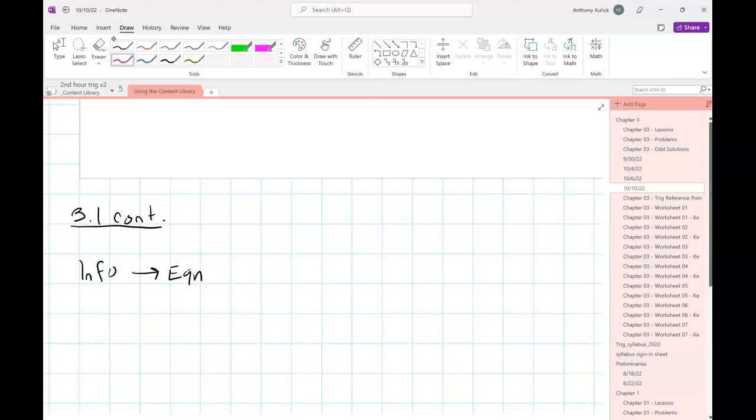So if we think about what we've done so far in 3.1, we've talked about graphing sine and cosine functions, going from the equation to the graph, right? Last time we talked about going from the graph back to the equation. Today we're going to make this a little bit more difficult. Instead of giving you all the information about the graph, we're just going to give you some of the information from the graph and ask you to come up with the equation. Okay, so we're just going to go through and do some examples here.